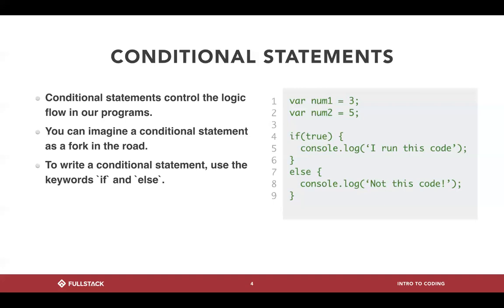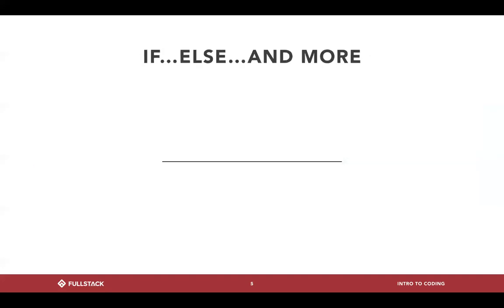If this, otherwise do this. If this is true, or, yeah, I guess it's always true. If this is true of the program right now, execute this specific set of code. Otherwise, execute this specific set of code. So if, else, and more.